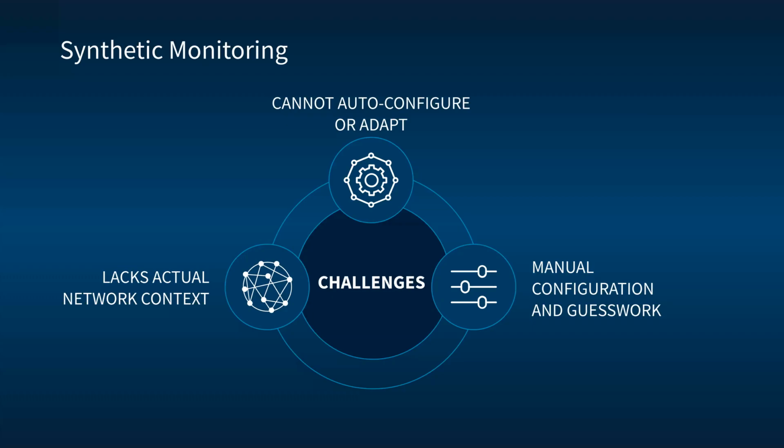So why did we build synthetic monitoring into our platform? When we talked to our customers, we saw a gap in the market with the current synthetic products that they were using. And it came to one of three things. They lacked the actual network context. So they were good at doing the synthetic part of testing, but they didn't have the context about the networks that they were testing. Another challenge that our customers shared with us is that the synthetic products that they had couldn't auto-configure the test or couldn't adapt to the changes in the dynamic networks that they're trying to run today. And then the third thing was that they required a lot of manual configuration, a lot of upkeep to keep the test going and working, and then a lot of guesswork when it came to looking at the results to figure out where a performance problem was coming from.